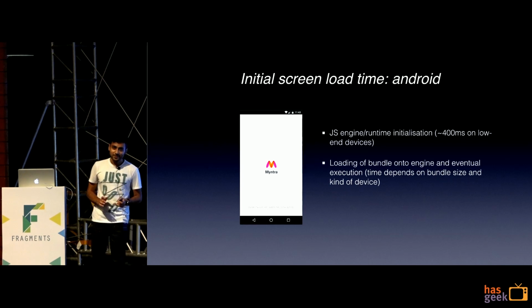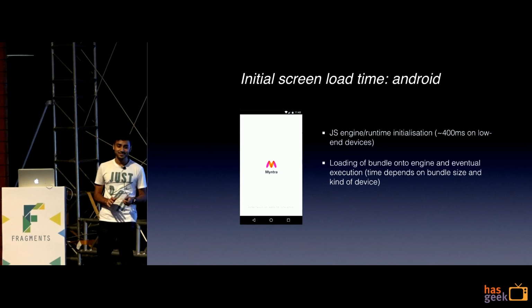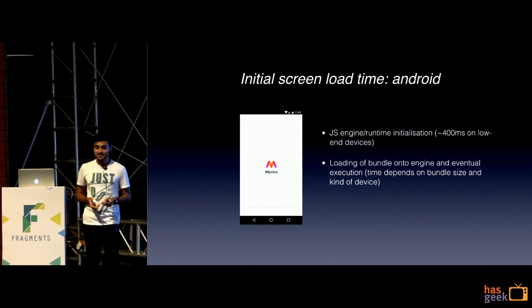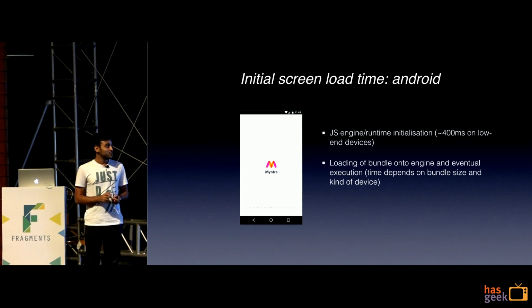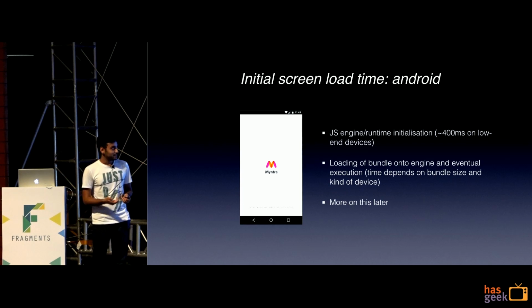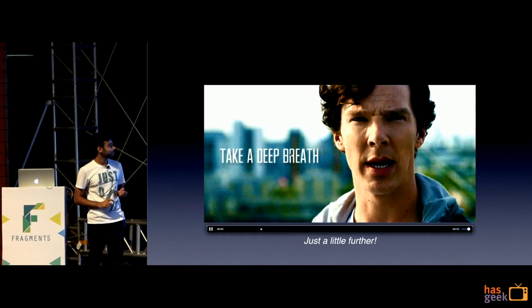Our bundle is a significantly sized bundle because, well, 60% of our Android is on React Native, and the gzip version is somewhere around 600 KB. So loading that much code onto the engine takes time. So I'll discuss what we are doing for this after some slides. So just hold that.